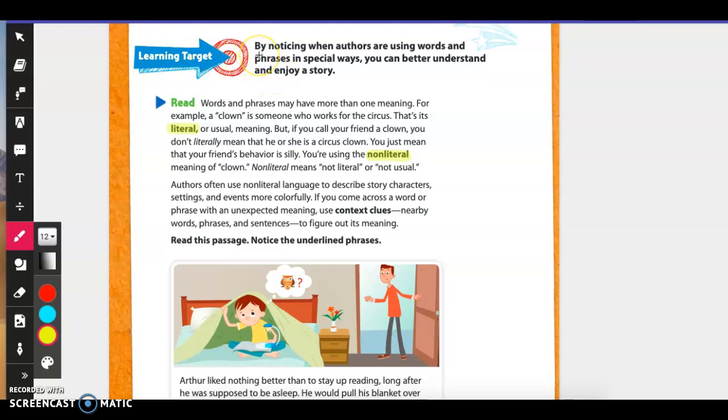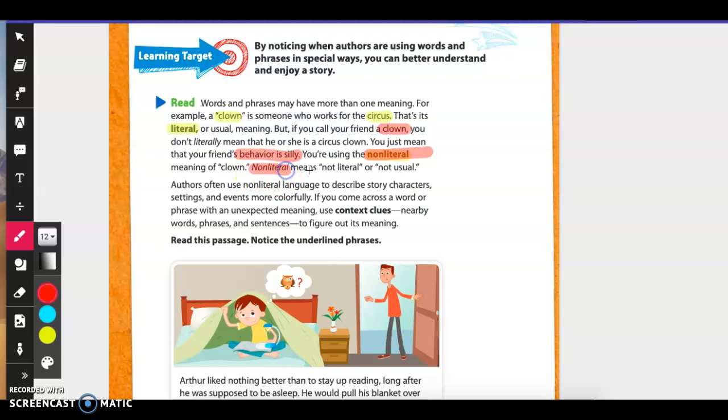The learning target says, by noticing when authors are using words and phrases in special ways, you can better understand and enjoy a story. Read. Words and phrases may have more than one meaning. For example, a clown is someone who works for the circus. That is literal language, or the real meaning. But if you call your friend a clown, you don't really or literally mean he or she is a circus clown. You just mean that your friend's behavior is silly. Then you are using non-literal meaning of the word clown.